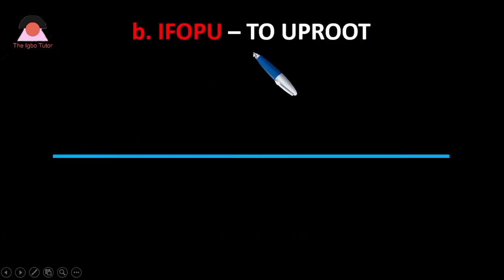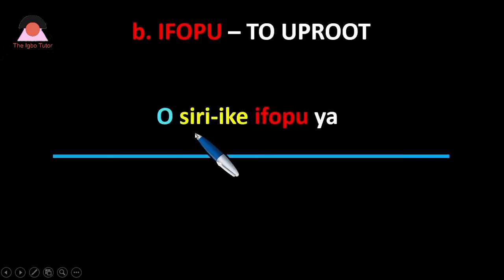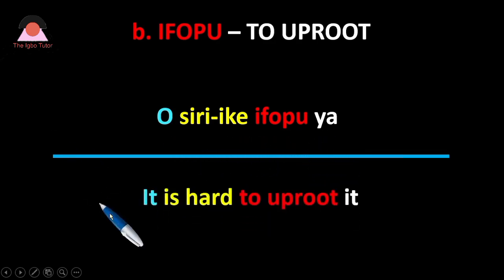Ifopu, to uproot. A sentence now: O siri ike ifopụ ya. What does this mean? It means it is hard to uproot it. You can see that ifopụ is to uproot here.